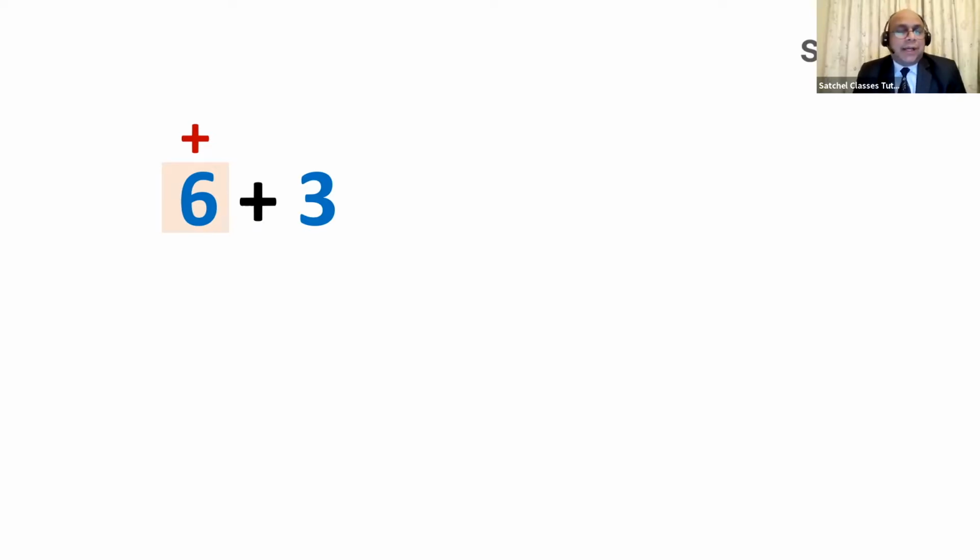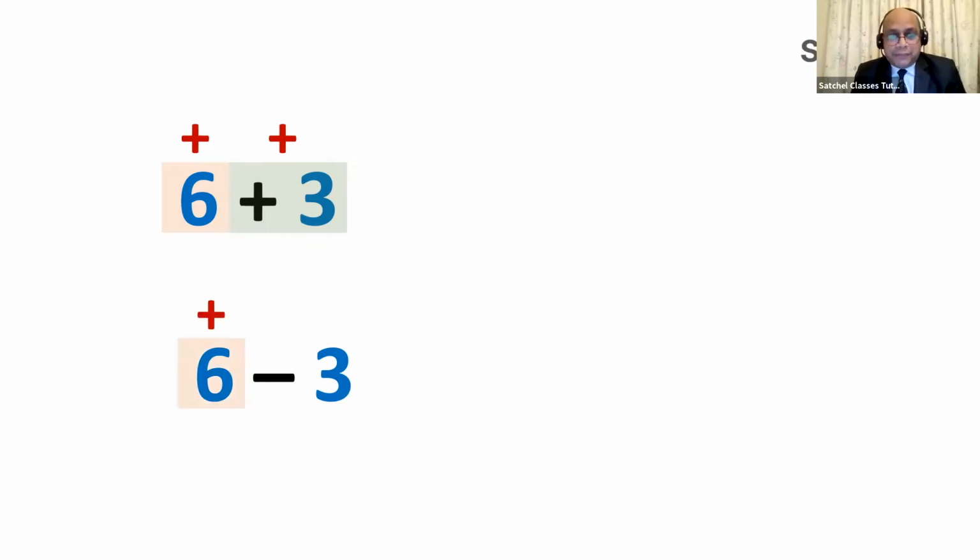The second number has a magnitude of 3 and there's a plus sign preceding it. So that's again a positive number. Let's take some more examples. How about 6 minus 3? The first number has a magnitude of 6, as you can see, but it has no sign preceding it, which means it's again a positive number. The second number has a magnitude of 3 and it has a minus sign before it, so that's a negative number.